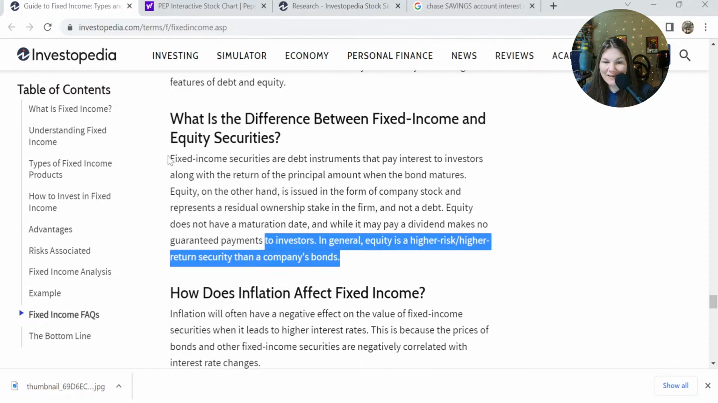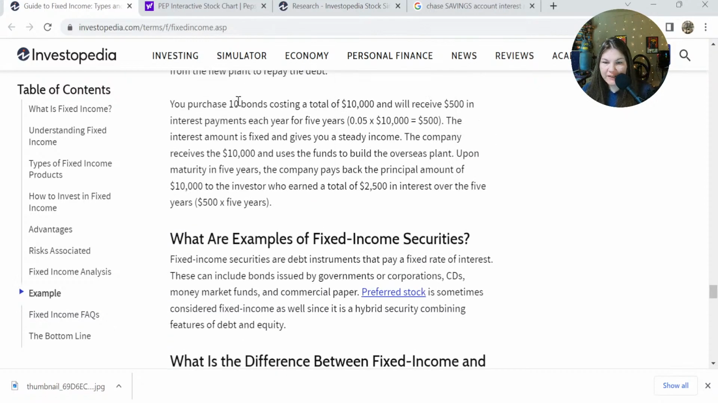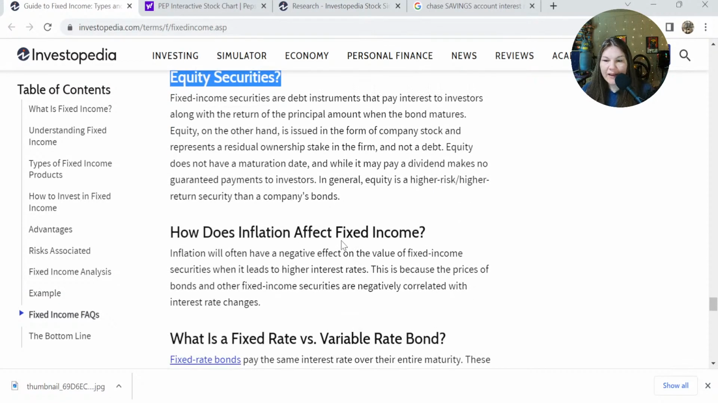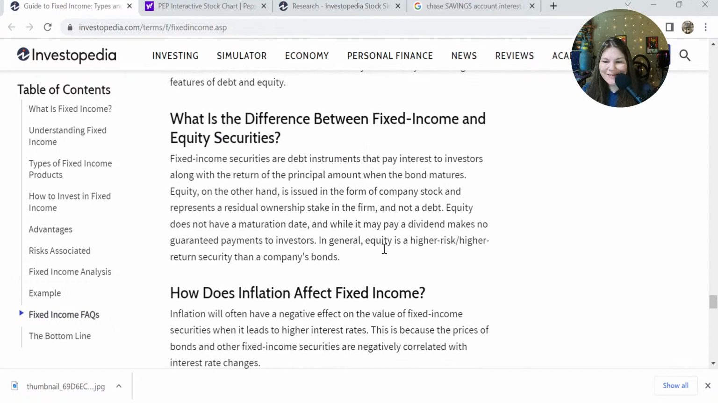So, what this is saying is some bonds will pay you back the amount. Like this one up here, the example: you purchase 10 bonds for $10,000, and at the end of the year, they gave you $10,000 back, right? And then the $2,500 you made over the year. Well, some bonds give you equity, and that is when they don't give you the 5% interest, the $2,500. Instead, in return for buying their bond, they give you equity in the company, which is issued in the form of company stock. So you buy the bond, and in return, you become a stockholder.